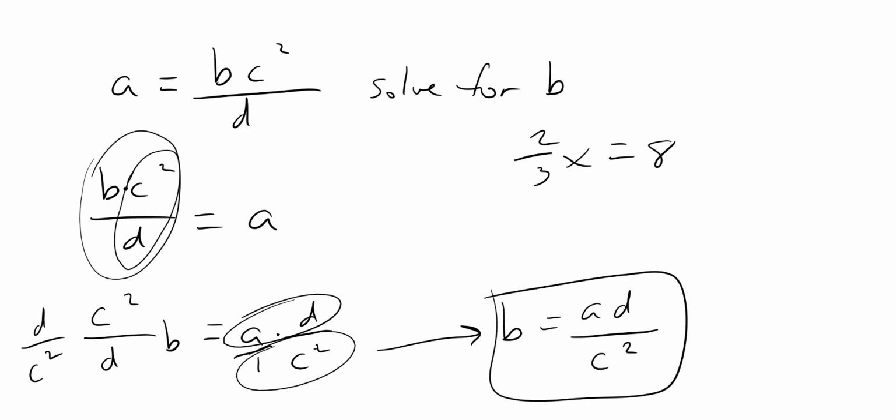Okay? So again, when you're trying to get rid of the multiplication here, just multiply by its reciprocal. And, again, I had just a times d over c squared. You don't multiply the top and the bottom by that. It's really a over 1 times d over c squared. That's why I get ad over c squared. Okay? And that is your final answer.